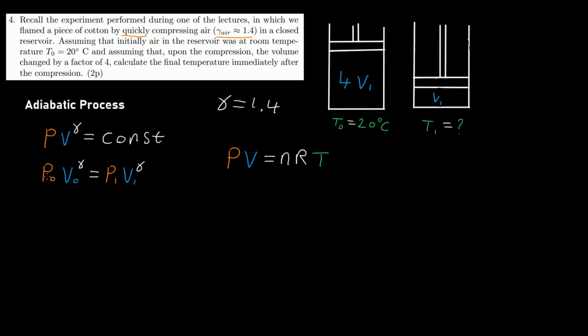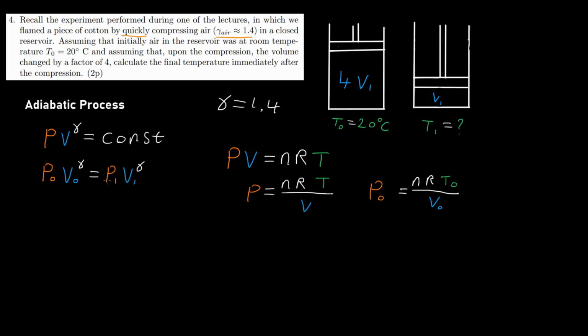So we have P, but we actually want a T instead. So we can rewrite that P in terms of T by dividing both sides of this by V. And we get P is equal to nRT over V. And this will hold true for any state that we talk about in our process, so for state 0 or state 1. So we can then say that P0 is equal to nRT0 over V0.